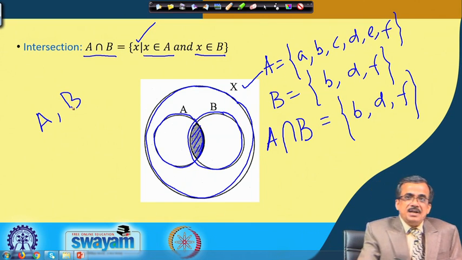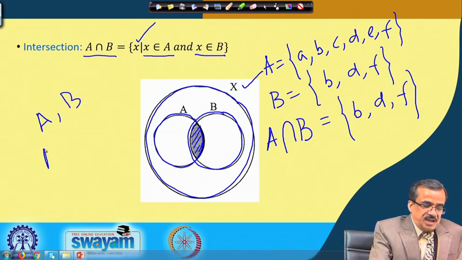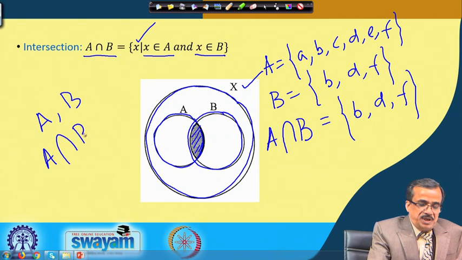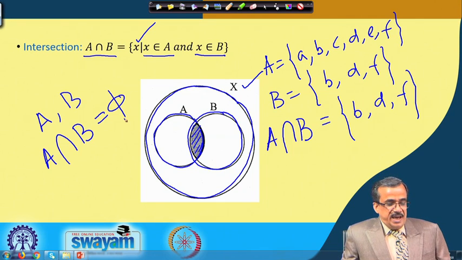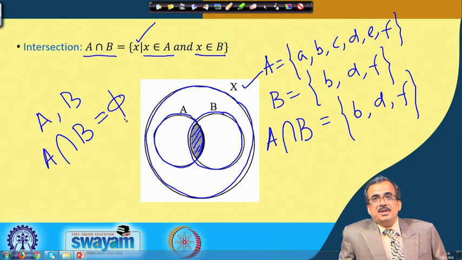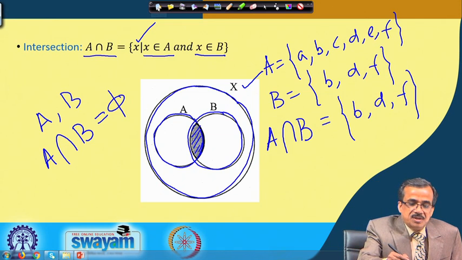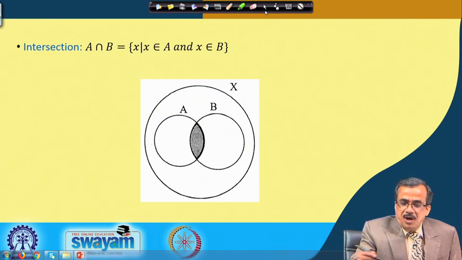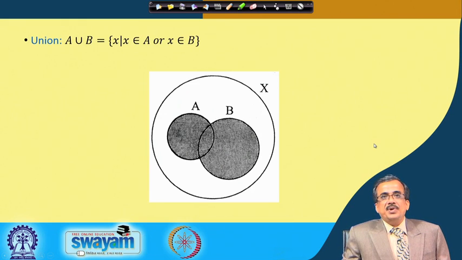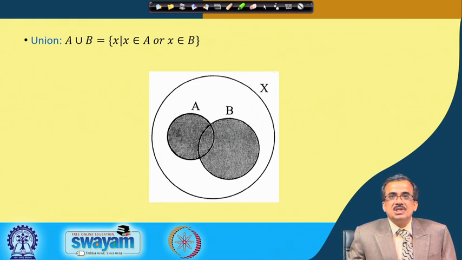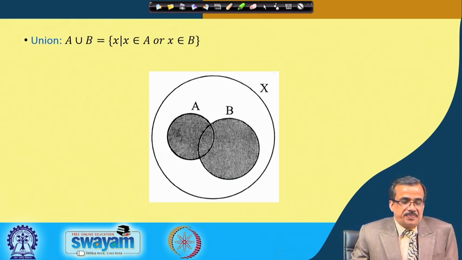Now, if they are disjoint, then A intersection B will be nothing but a null set. So, if A and B are disjoint, the intersection between these two sets is nothing but the null set. Now, these are all fundamentals of classical sets, and all of us know this, and as I told, this is some sort of recapitulation.